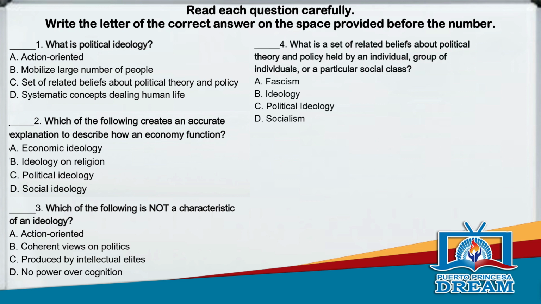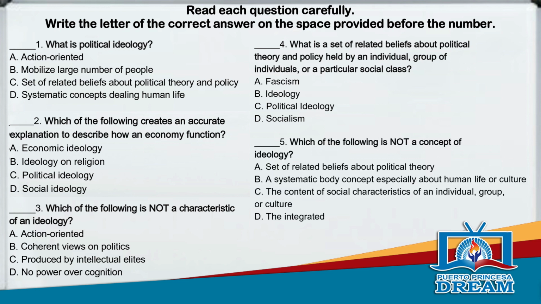Number 4. What is a set of related beliefs about political theory and policy held by an individual, group of individuals, or a particular social class? A. Fascism. B. Ideology. C. Political ideology. And letter D. Socialism. Number 5. Which of the following is not a concept of ideology? A. Set of related beliefs about political theory. B. A systematic body of concepts especially about human life or culture. C. The content of social characteristics of an individual, group, or culture. And letter D. The integrated assertions, theories, and aims that constitute individuals.